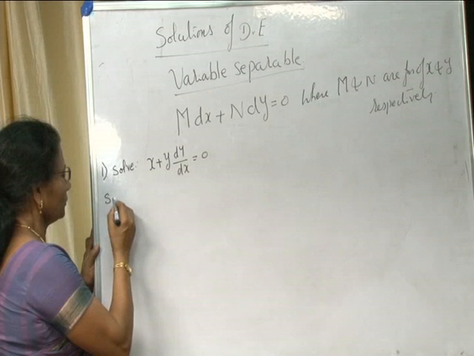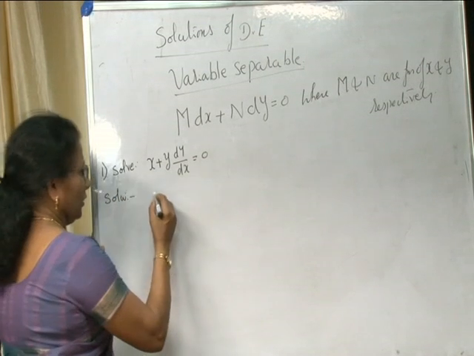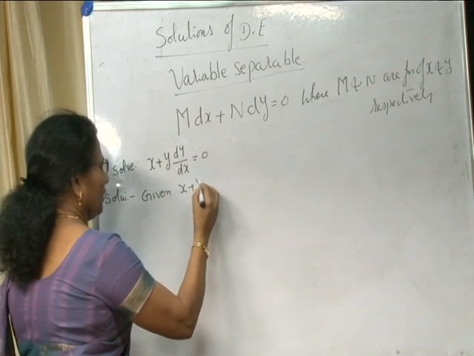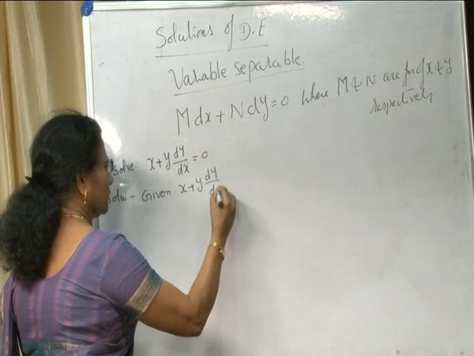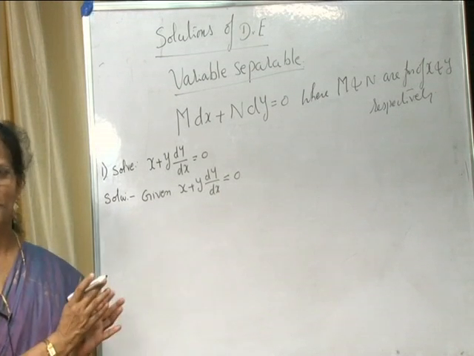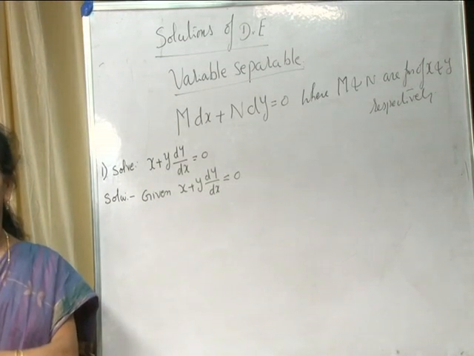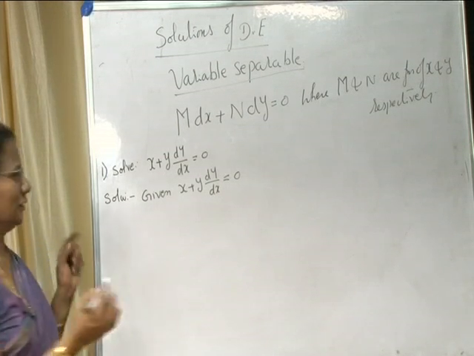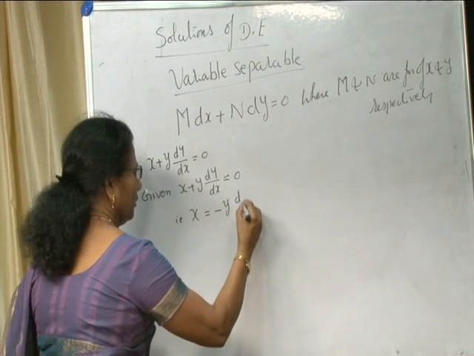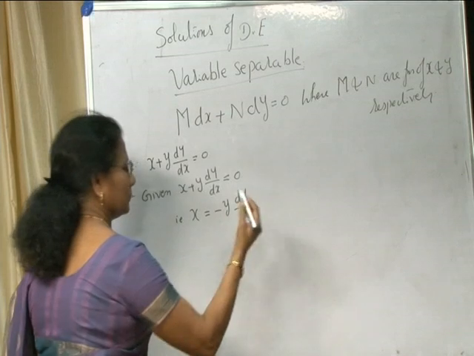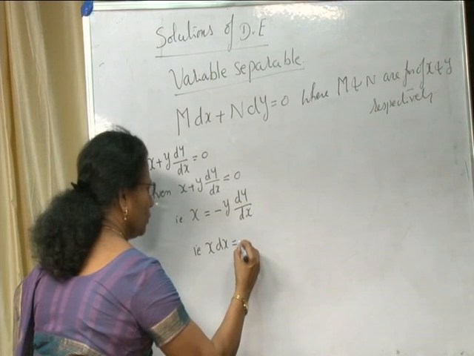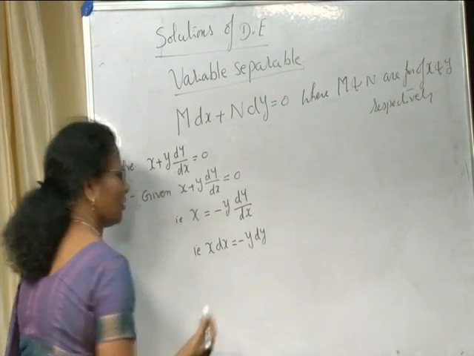Solution: one term is given, x plus y dy by dx equal to 0. One term, keep it on the RHS. Take the other term to the other side, that is the LHS. x is equal to minus y dy by dx. That is, x into dx is equal to minus y into dy, just like a cross multiplication.